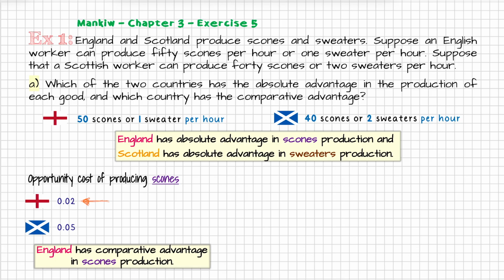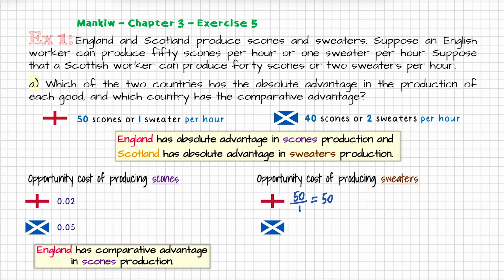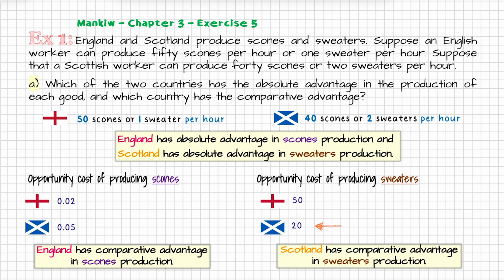Now let's calculate the opportunity cost of producing sweaters. To produce 1 sweater, England has to give up 50 scones, so the opportunity cost is 50 over 1. In Scotland, to produce 2 sweaters in 1 hour, they have to give up 40 scones. So the opportunity cost of producing 1 sweater is 40 over 2, which equals 20. So, comparing England's and Scotland's opportunity cost of producing sweaters, who has the lower opportunity cost? Scotland. So, Scotland has comparative advantage in sweater production.